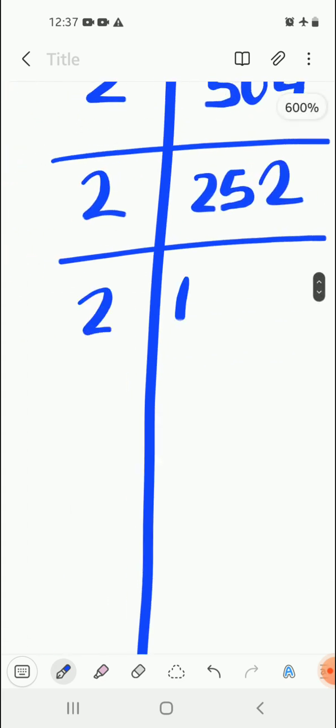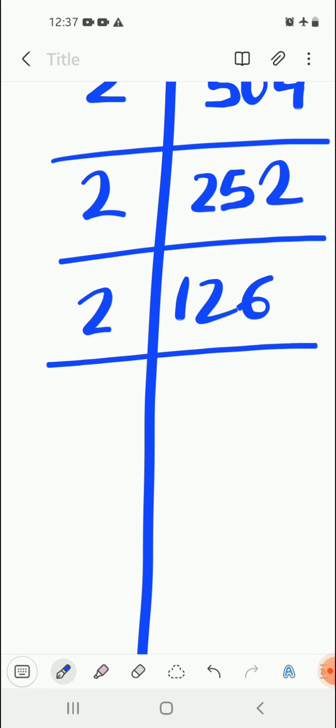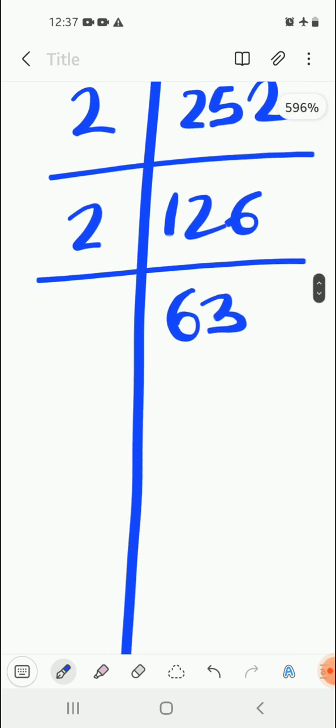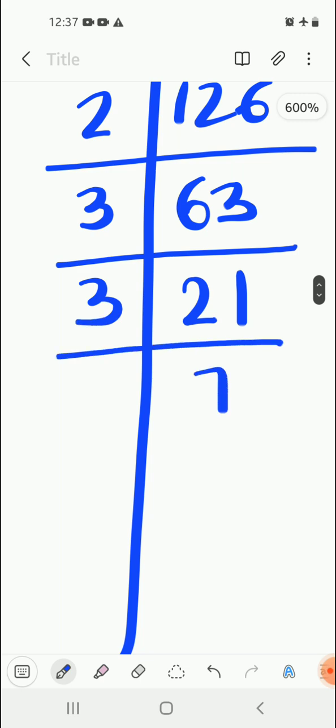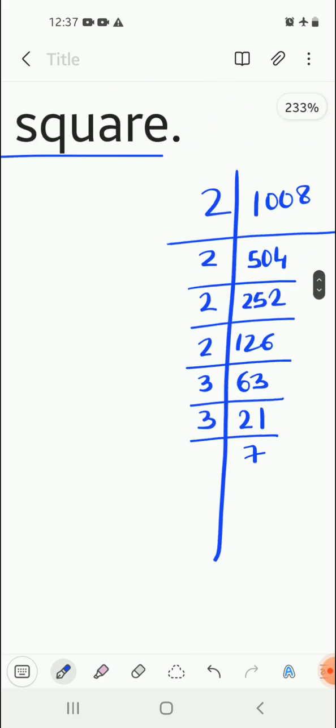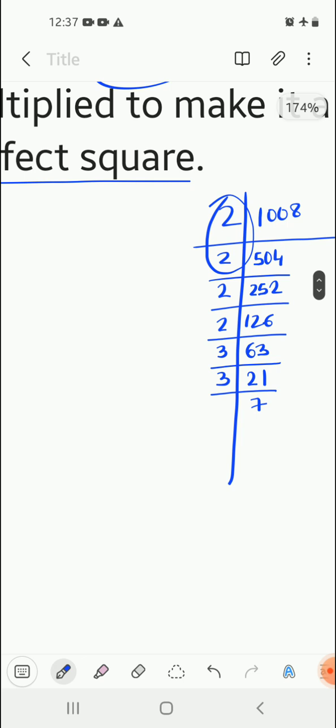Again, we get 126, possible for us to divide by 2 because it ends with 6, which is an even number. We get 63. Now in this position we have got 63, which means it's not possible for us to divide the number anymore with 2. So we'll move on to the next number, that is 3. It is possible to divide the number with 3, we get 21. Again with 3 we get 7. Now see, if we check all the factors, we have got four twos and two threes. That is, we have got two pairs of twos and one pair of threes, but 7 is all alone.